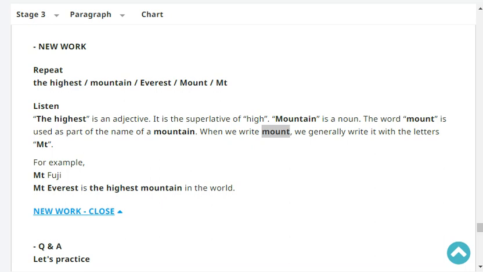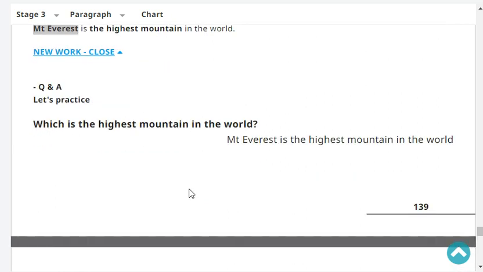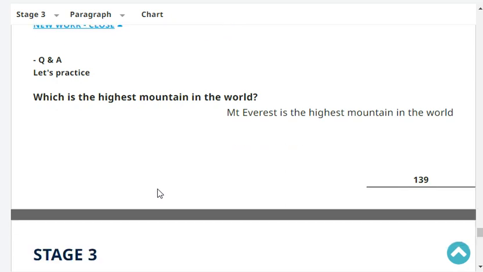When we write the word mount, we write MT. For example, we say Mount Fuji, or Mount Everest. Mount Everest is the highest mountain in the world. Let's practice. Which is the highest mountain in the world? Mount Everest. Mount Everest is the highest mountain in the world.